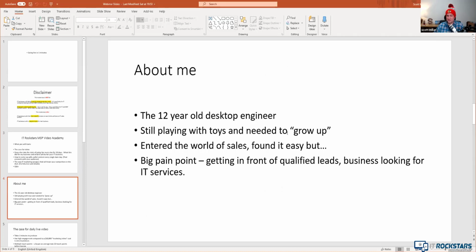So a little bit about me. I am the 12-year-old desktop engineer. No, I'm not. I was a desktop engineer at the age of 12. Got my first PC back then, and the first thing I did was literally take the whole thing apart, put it back together, and then attempt to format the hard drive, using FDISK at the time. This was back in the Windows 95 days. And then I attempted to put the whole thing back together and reinstall the OS.